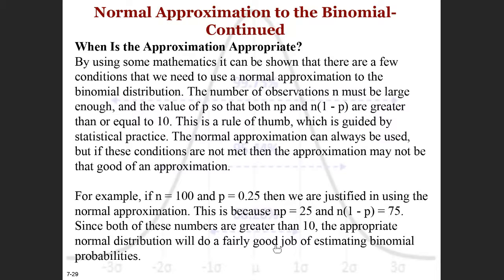So for example, if n equals 100 and p equals 0.25, then you are justified in using a normal approximation. Your sample is 100. This is because np equals 25 and n times 1 minus p equals 75. Since both of these numbers are greater than 10, the approximate normal distribution will do a fairly good job of estimating binomial probabilities.